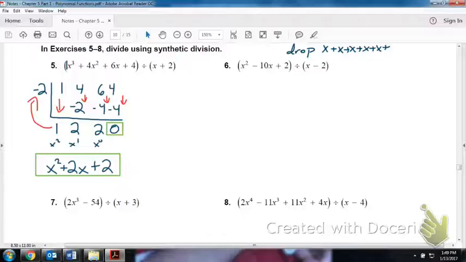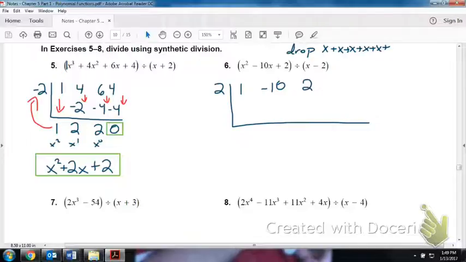Number 6. We start off, we do the setup. So I'm going to take this number over here and flip it, so it becomes a +2. I'm going to draw my box. And I'll take the coefficients off of this one right here, which are 1, a negative 10, and a positive 2. And then we follow our pattern. Drop, multiply, add, multiply, add, multiply, add, until we're all done.